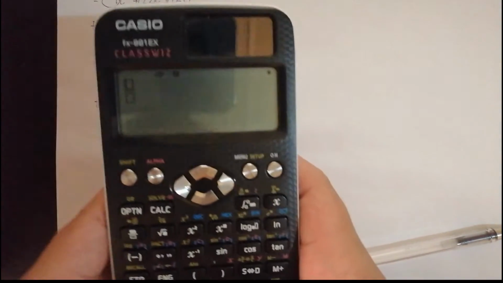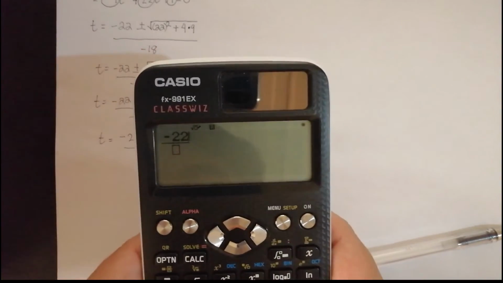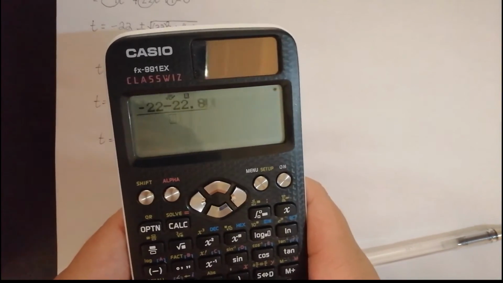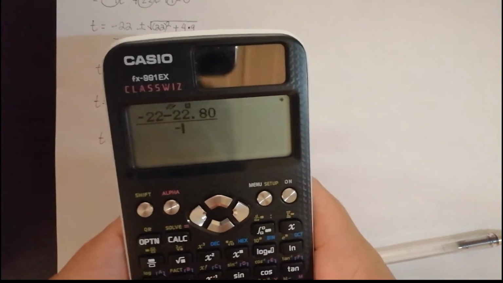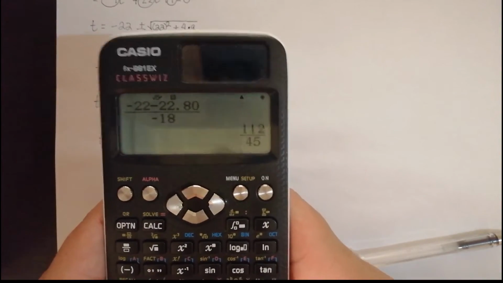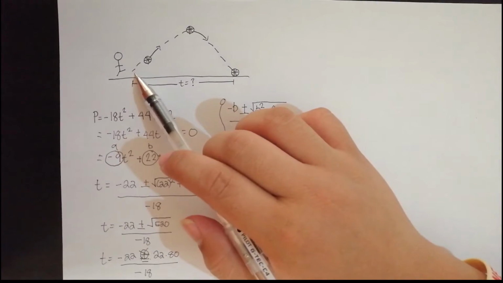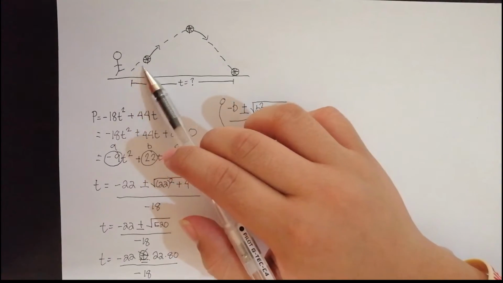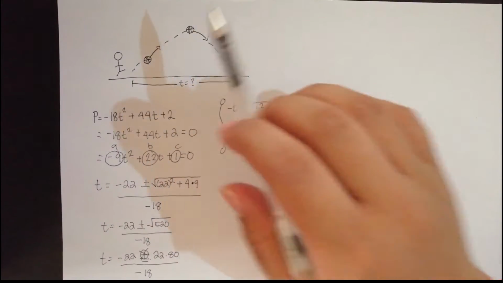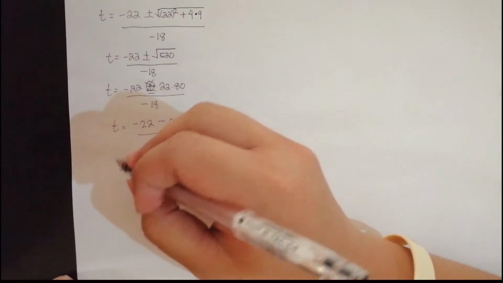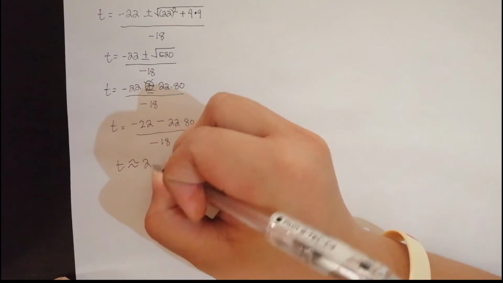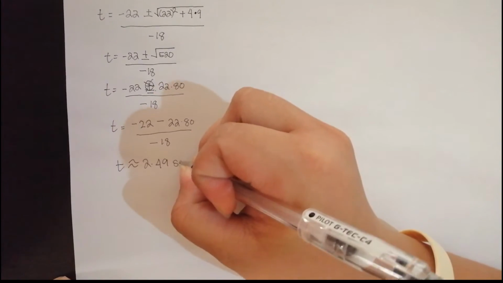So we will solve that. Negative 22 minus 22.80 all over negative 18. Now we will have 2.49 seconds, approximately the time of the ball's journey until it hits the ground, until it stops its journey, will now be 2.49 seconds.